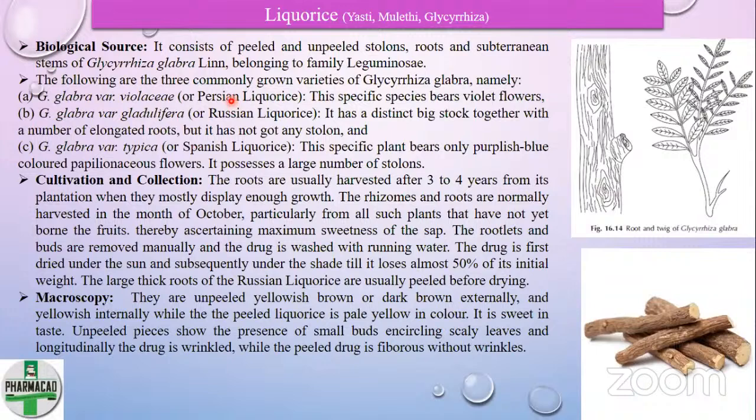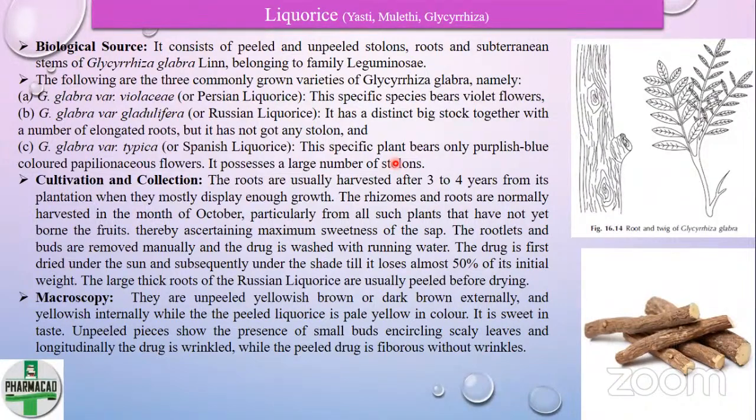Persian licorice bears violet flowers. Russian licorice has a distinct big stalk with a number of elongated roots, but it has no stolons. And Spanish licorice is the plant that bears purplish blue papilionaceous flowers, and it possesses a large number of stolons.